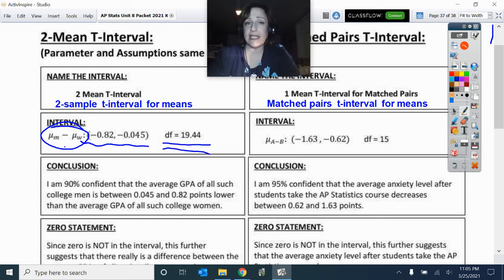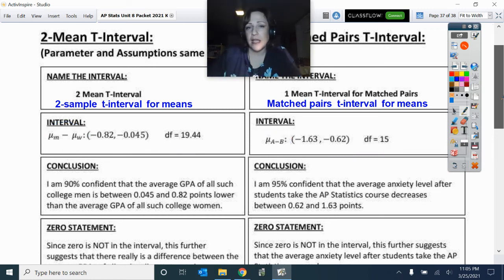And we'll talk about what that interprets to in a second. Degrees of freedom were 19.44. Over here, look, one mean of the average after minus before. And here are these numbers, also negative. Degrees of freedom, 15. Okay, so let's talk about how you conclude these and how those conclusions compare to each other. So here we go.